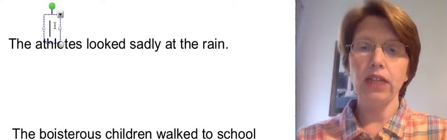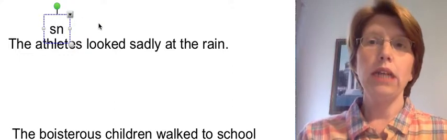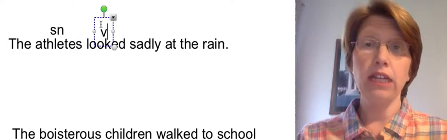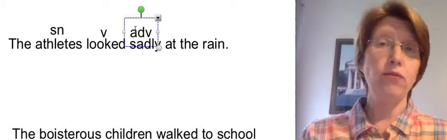Okay, let's look at the first one. This is number 1 on page 9. Together, the athletes looked sadly at the rain. Who looked sadly at the rain? Athletes, subject, noun. What is being said about athletes? Athletes looked, verb. Looked how? Sadly, adverb. At, preposition. At what? Rain, object of the preposition. The, article adjective. I'm a little low there. Let's move it up.